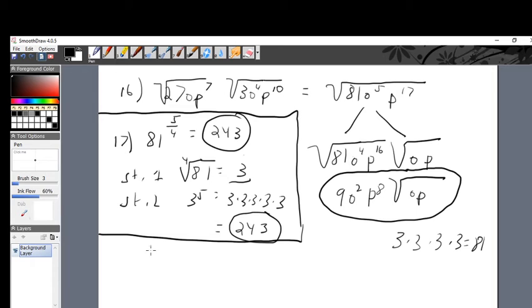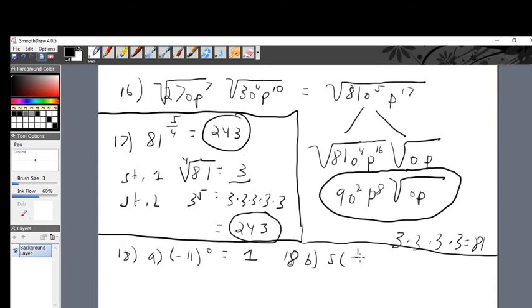Okay, here comes 18. Some of those trick questions. 18a. What if you had negative 11 to the 0 power? We talked about this way at the beginning of the semester. Anything to the 0 power is 1, problem over. 18b. What if you had 5 times 1/7 to the 0 power?